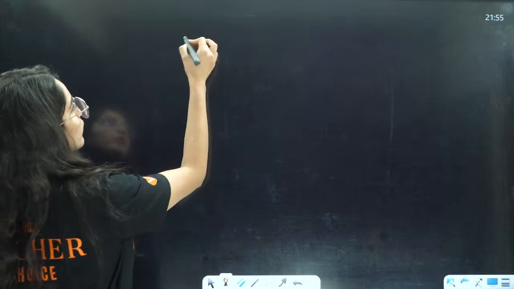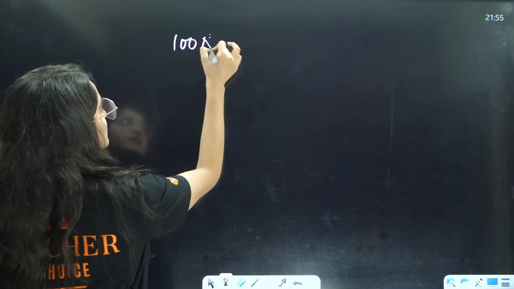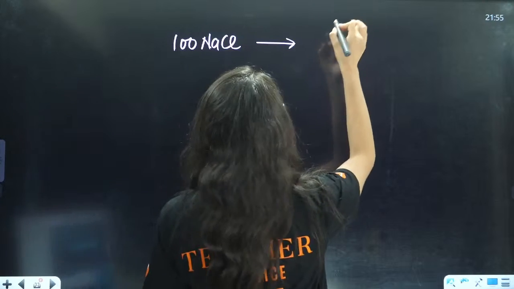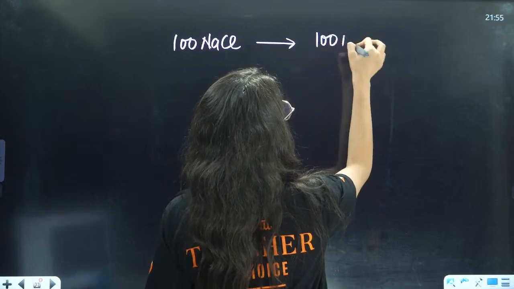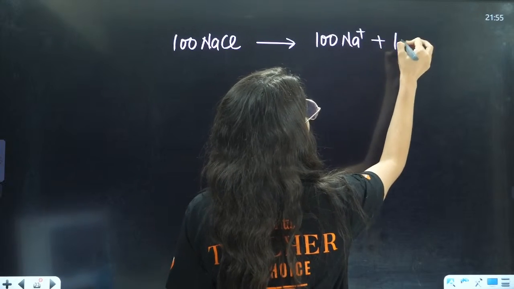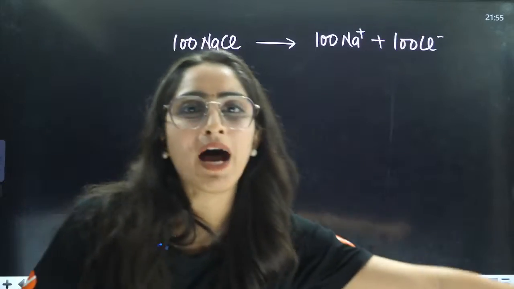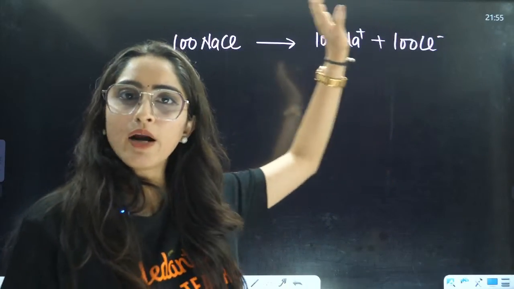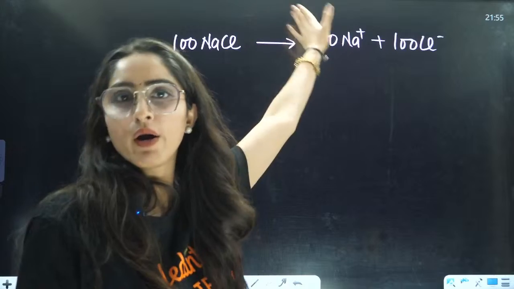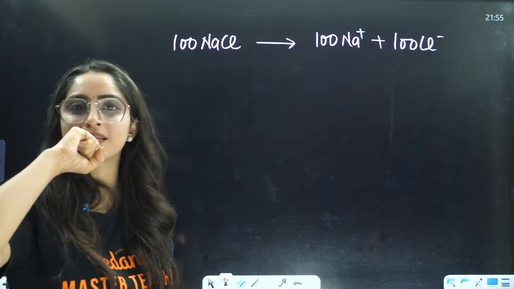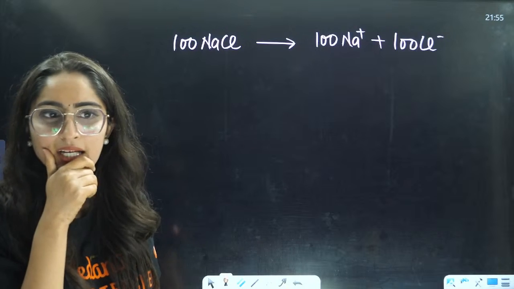For example, you were thinking about 100 NaCl, right? And now all of them have dissociated. Now you have 100 Na and 100 Cl. Normally you will pick out one ball. You were talking about 100 balls, now you have 200 balls, right? So you'll pick out one ball and you will see the mass of that, right?